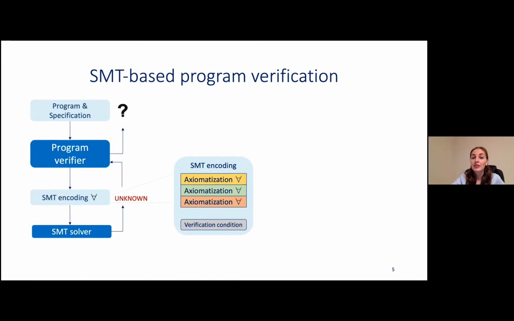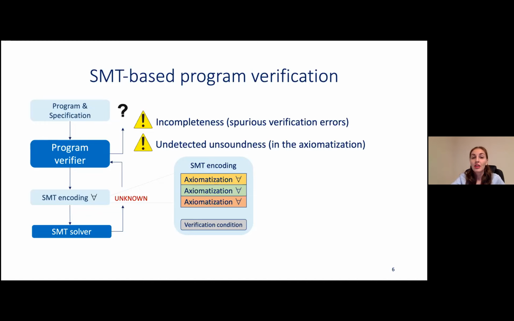However, in many cases, the axiomatization is actually universally quantified. So the SMT encoding is quantified, and we know that quantifier instantiation is undecidable. Therefore, the SMT solver can also return unknown, not only sat and unsat. And this affects the verifier in two ways. It can generate incompleteness, meaning it can lead to spurious verification errors because the verifier cannot prove that a program that fulfills its specification is actually correct. And it can lead to undetected unsoundness in one of these axiomatizations.